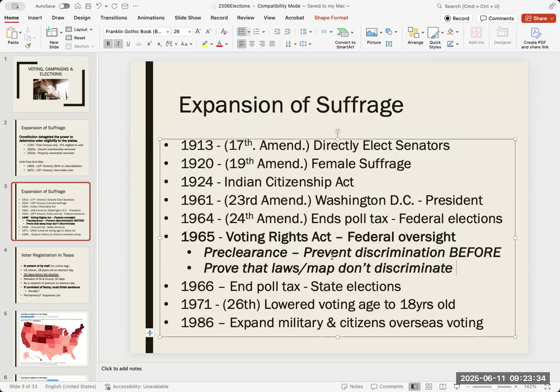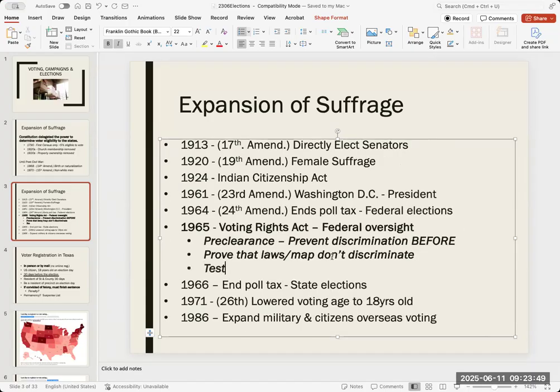Before they could go into effect, they would basically have to go before the federal courts and the Justice Department and make a case that these are fair elections, are not going to discriminate against voters of color. And so basically they had to come up with a test. How do you determine which states have to go under pre-clearance?